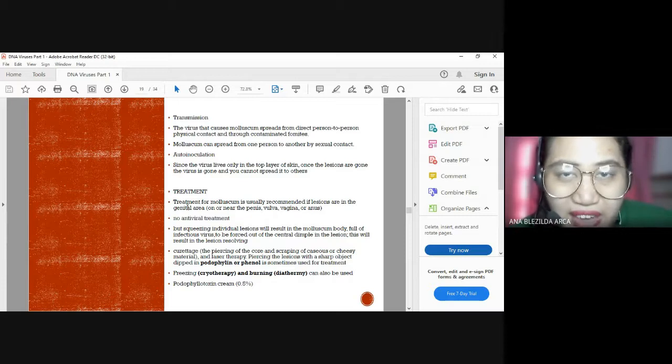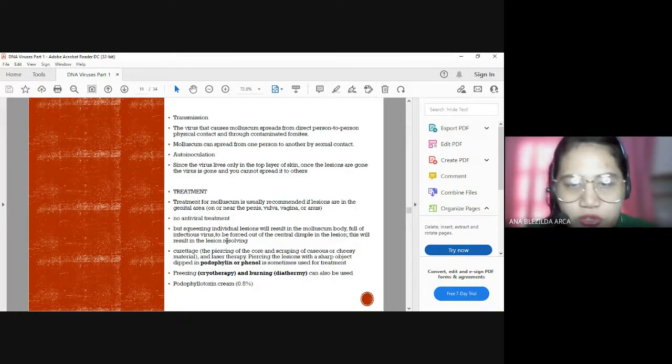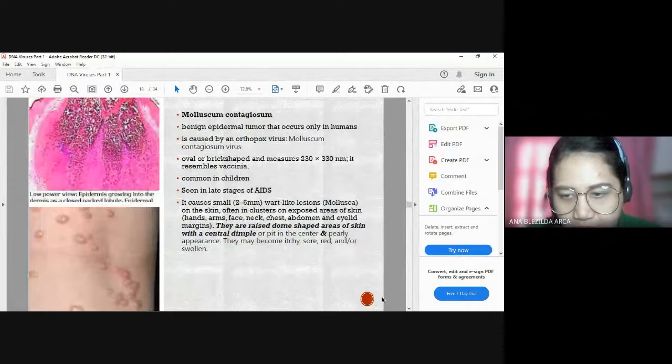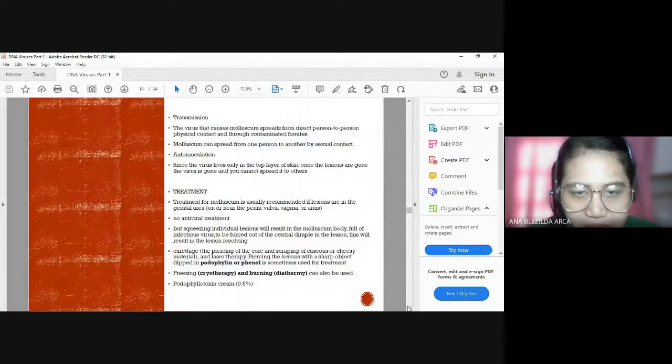So no antiviral treatment. Ang gagawin mo lang ay pipisain mo lang. You're just going to squeeze those lesions, 'di ba? Yung kanina. Yan, squeeze mo yan isa-isa. Tapos para mawala yung mga molluscum bodies para lumabas. After squeezing that, it will be forced out of the central dimple in the lesion and this will result in the lesion resolving. So matutuyo na daw siya after mo siyang pisain.